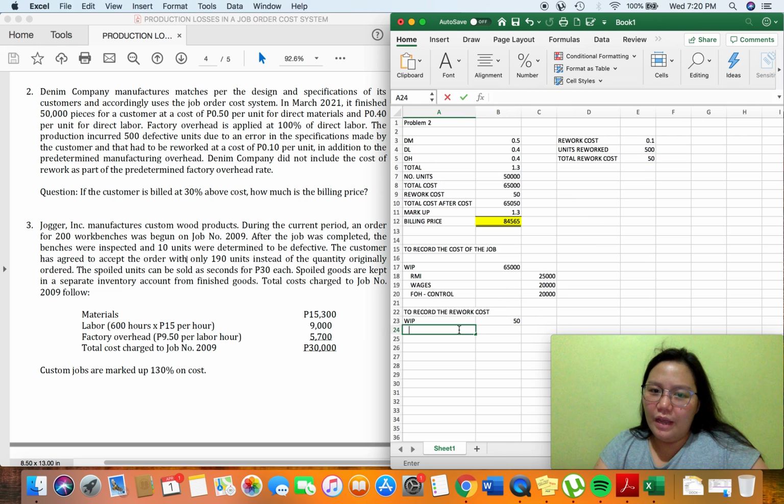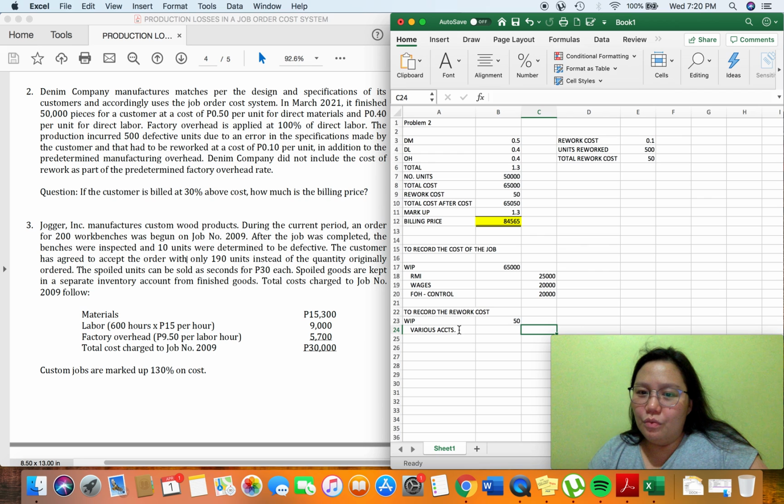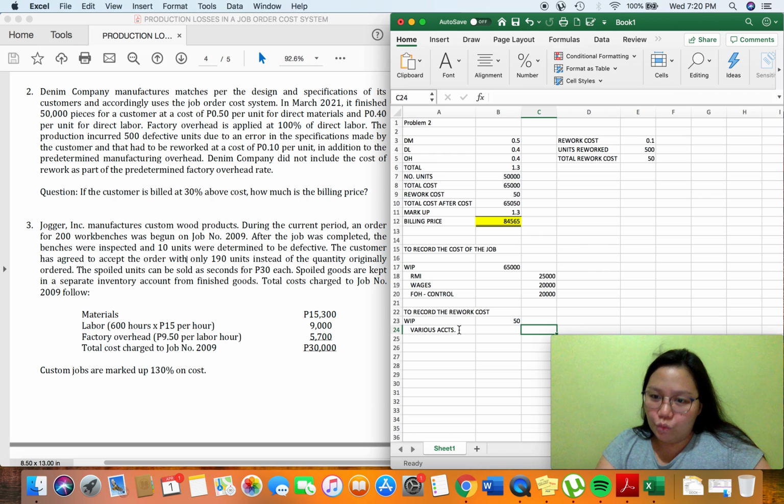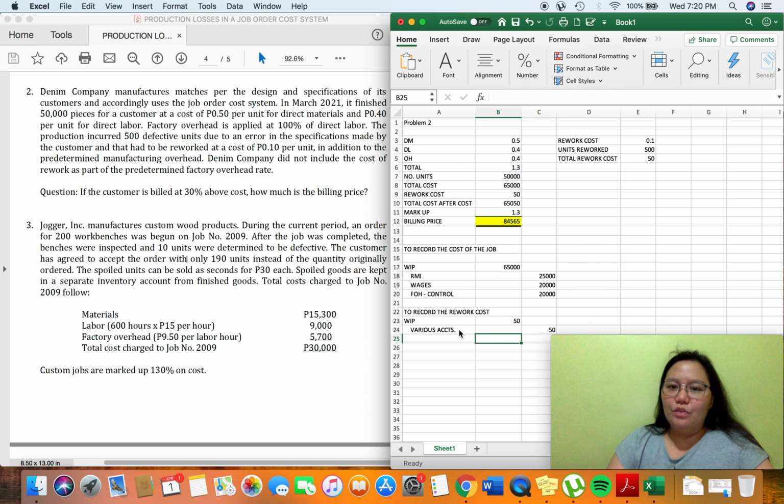And then we have to credit various accounts because the problem did not specifically mention which account was needed in order to rework the defective units. Is it materials, overhead, or labor? So we have to credit various accounts for 50 as well.